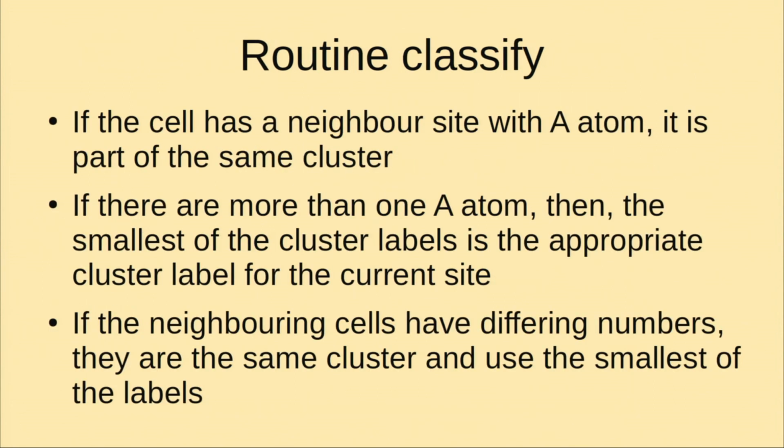What is this routine classify? This is what it does. If it has a neighbor with site A, it is part of the same cluster. If there is more than one atom, then the smallest of the cluster labels is the appropriate cluster label for the current site. If the neighboring cells have differing numbers, they are all the same cluster and use the smallest of the labels to identify this cluster. So, that is basically what the routine classify does.